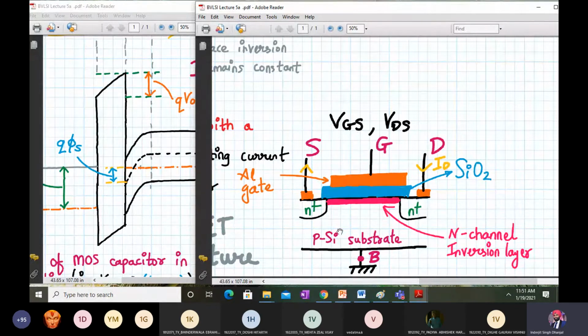The moment we apply the gate potential, we will have an inversion layer formed over here at a sufficient value of your gate potential. This inversion layer will consist of minority carrier electrons. So when these electrons connect the N plus layer and N plus layer, we have a channel formed and conduction is possible. As soon as you apply the potential difference between the drain and the source, the current starts flowing from the source terminal to the drain terminal.